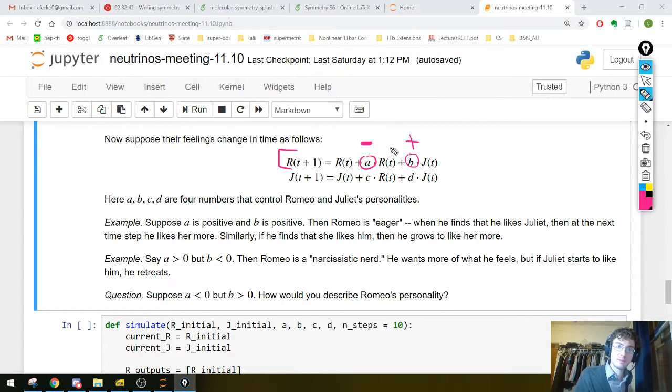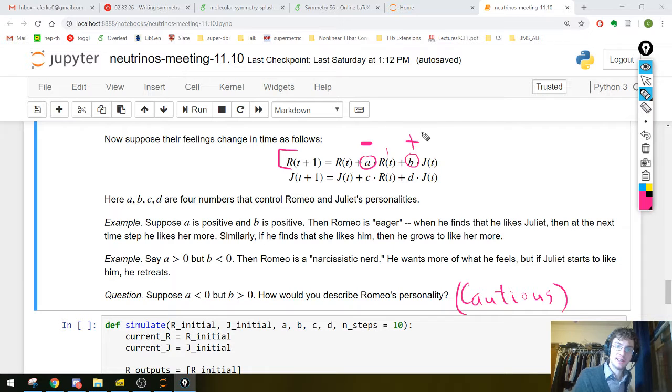Good. So if Romeo discovers he's getting a crush on Juliet, if R is positive, what happens the next day? So if R is positive at time t, and we have a negative times positive, what happens at the next time? It's negative, so that means at the next time step, it's smaller than it was. So if Romeo develops a crush on Juliet, then he begins liking her less. He retreats. I would describe this as cautious. He doesn't trust his own feelings. If he gets a crush on her, then he retreats and likes her less.